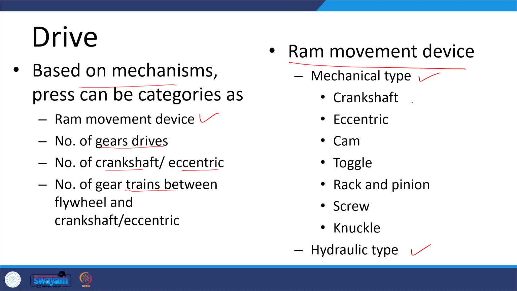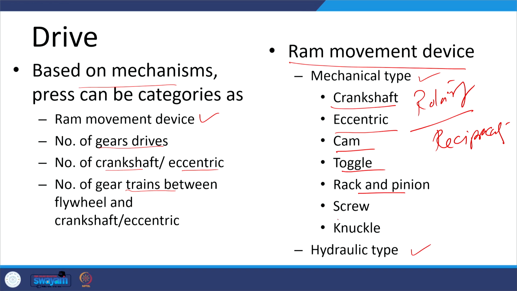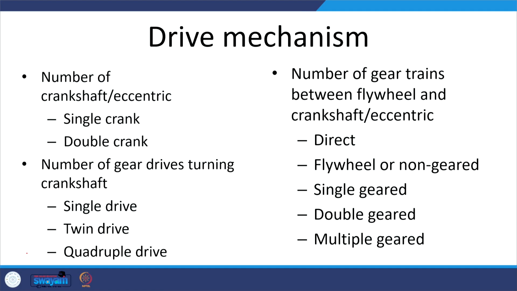In the mechanical type, mostly the rotary movement is converted into reciprocating movement using a suitable kind of arrangement, like crankshaft, eccentric, cam, toggle, rack and pinion, screw, knuckle, etc. In the hydraulic type, it uses a double action cylinder and pressurized fluid to ensure the movement of the ram in up and downward directions. We will be talking about these in a little more detail.